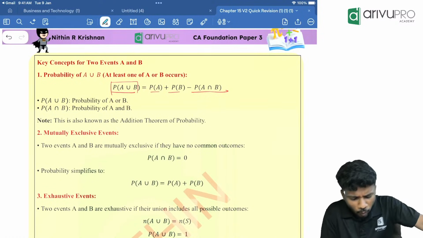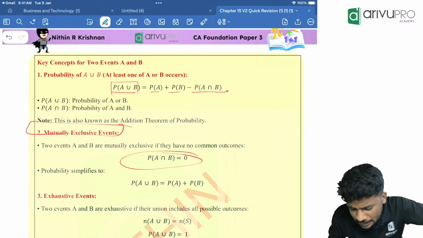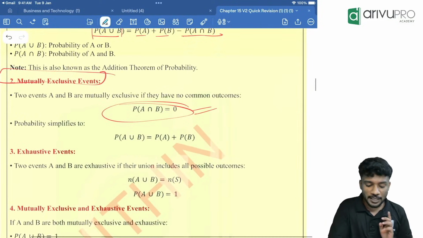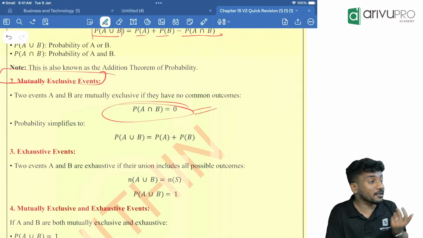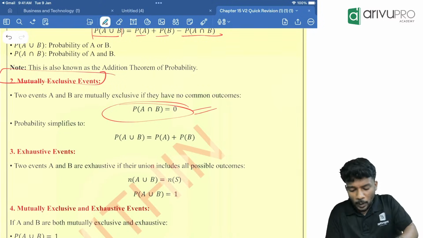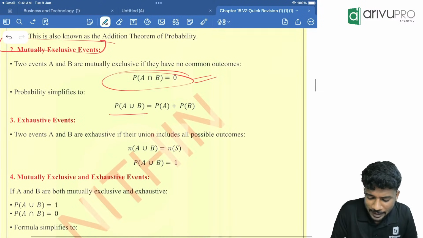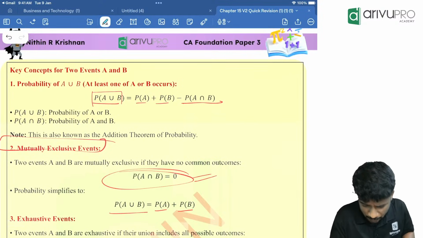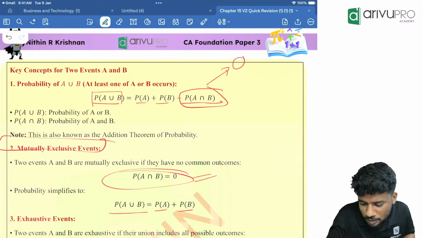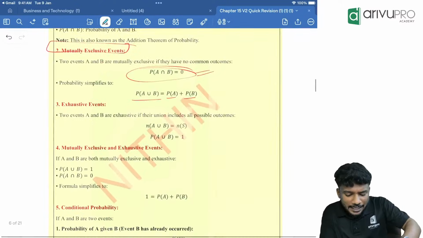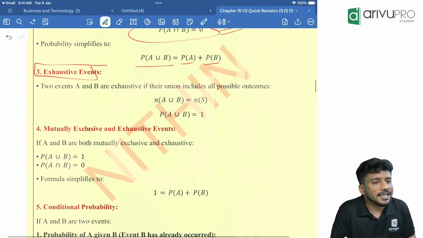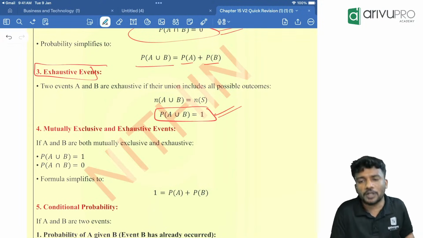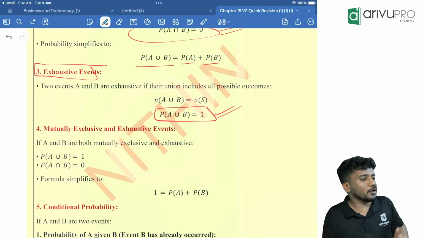Anyway, if you don't remember or not, let's see. We will check. Now, for mutually exclusive events, the intersection value will be what? 0. Very important, people. For mutually exclusive, the probability of A intersection B will be 0. Then P of A union B will become what? P of A plus P of B. Why did it become P of A plus P of B? Because this intersection value is becoming 0. Now people, next question. Exhaustive events. Exhaustive event means the probability of A union B will be equal to what? 1. Remember this, very important.